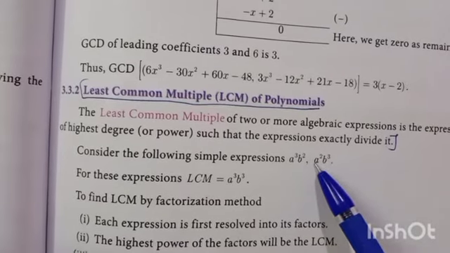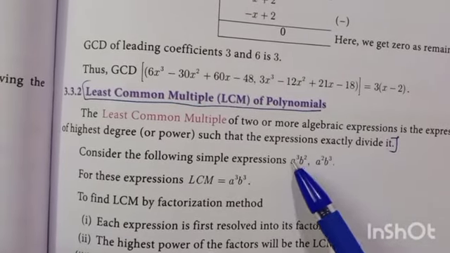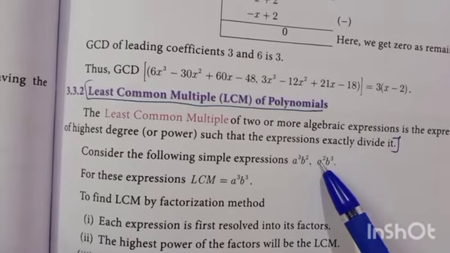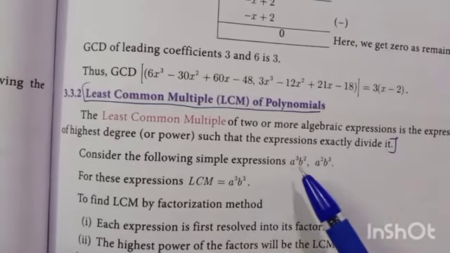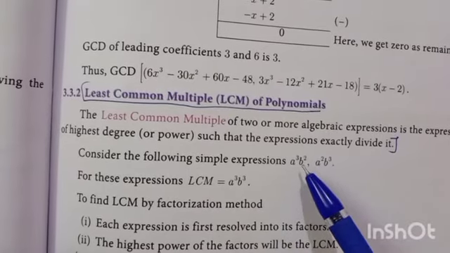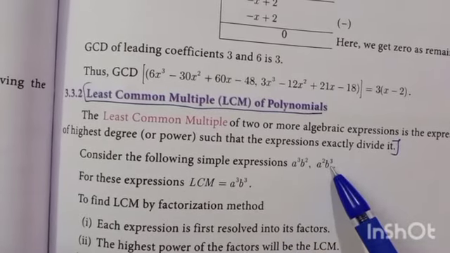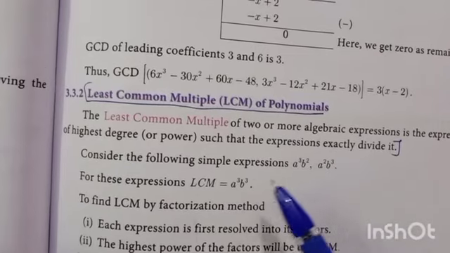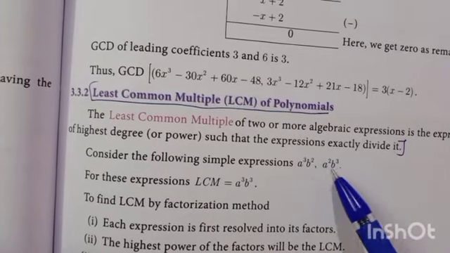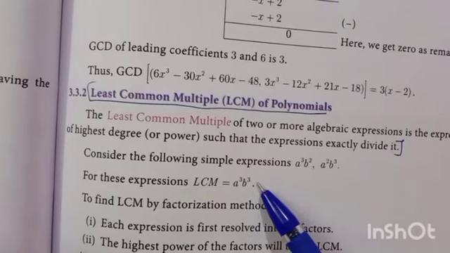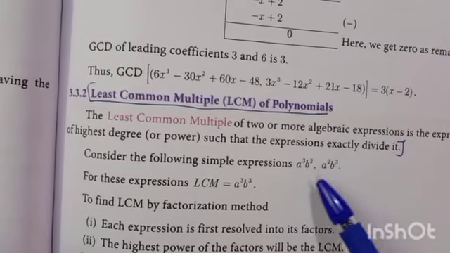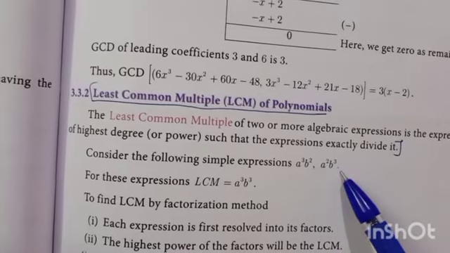First you have to compare the powers of a. Here a cube, a square. So the highest power is a cube. Then you have to compare b. Here b square, here b cube. So the highest is b cube. So the LCM of these two expressions is a cube b cube. Normally it is given directly, but we have to find that.